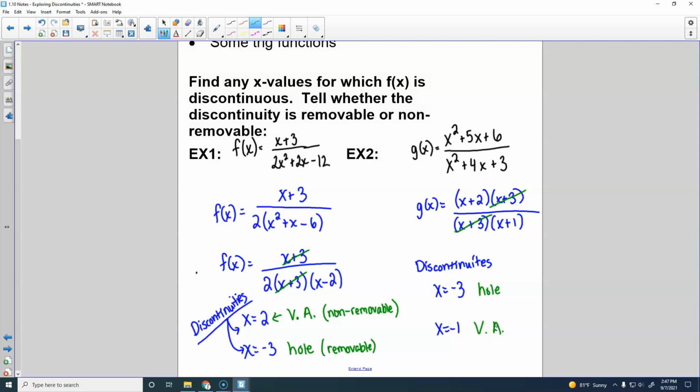Because it is okay to have a 0 in the numerator, because 0 divided by 5 is just 0. So you're only going to use the ones from the denominator, because those are the values that are going to make this function undefined. It's okay if you have a 0 in the top. That's a good question, though.